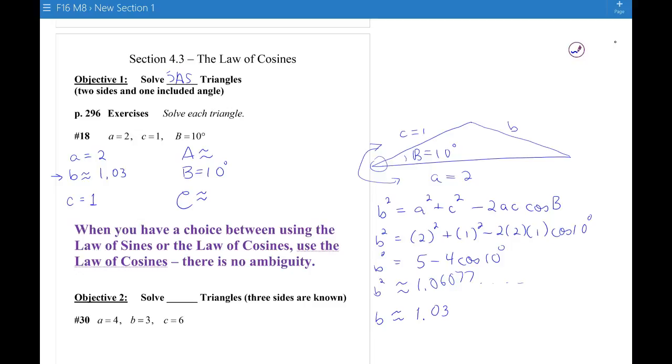So notice these purple words here. It says when you have a choice between using the law of sines or the law of cosines, use the law of cosines because there is no ambiguity. There's no ambiguous case with the law of cosines. If the cosine's positive, the angle's smaller than 90. If the cosine's negative, the angle's bigger than 90. So in this case, you might think about using the law of sines, but I'll just warn you, you will have an ambiguous case and you'll have to figure out which one actually works.